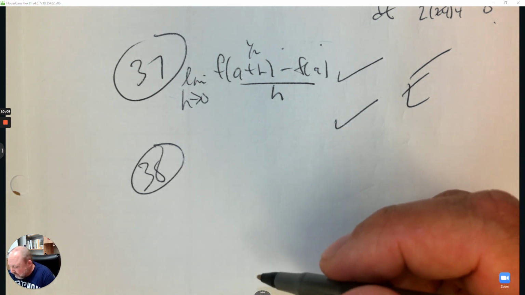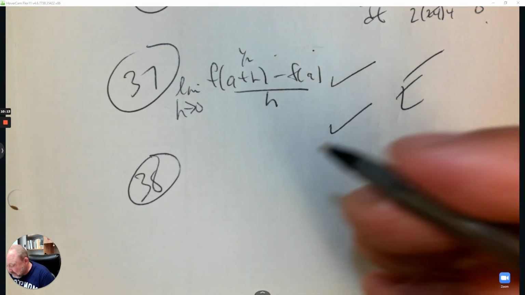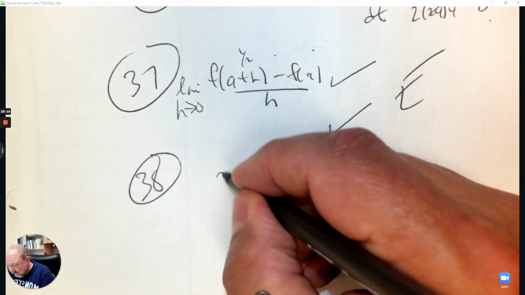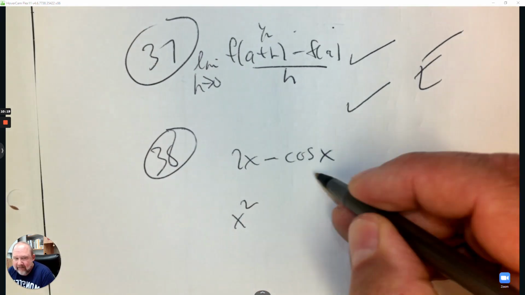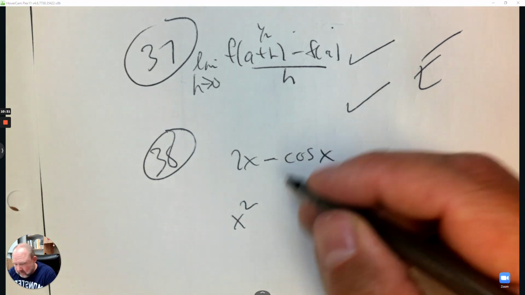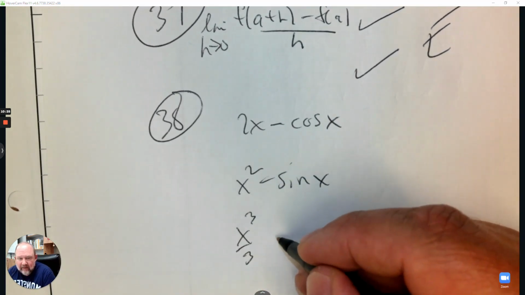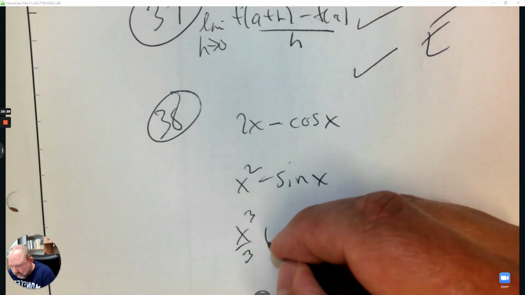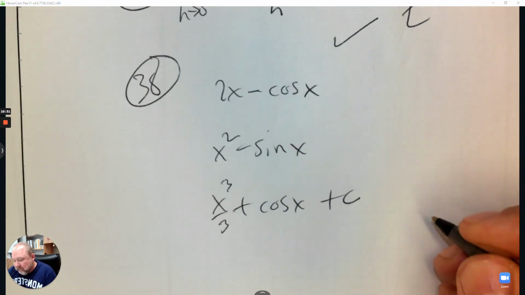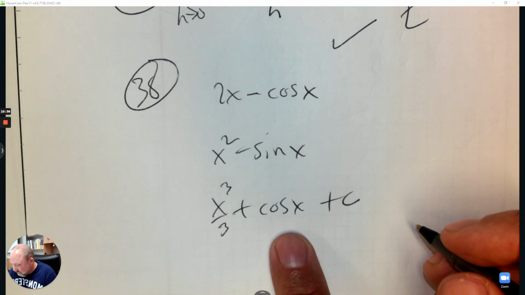So the second derivative is there. Which of the following could be f of x? So I'm going to do the antiderivative of what I see. So I have 2x minus cosine x. The antiderivative of cosine is just sine, so it's a negative sine. Then I'm going to do it again. So I'm going to add 1 to the exponent and divide. The antiderivative of sine is negative cosine. So a negative and a negative is plus. And then it would have to be some constant. So which answer matches this?